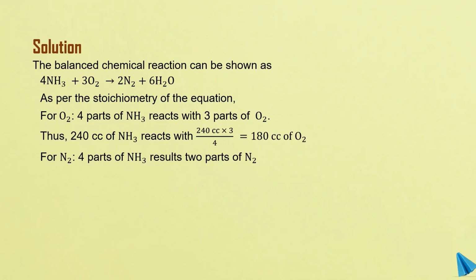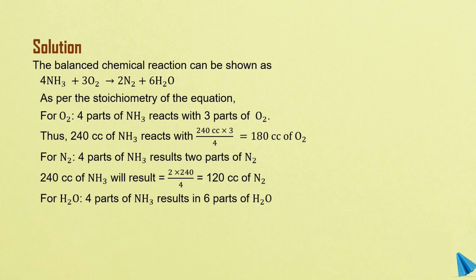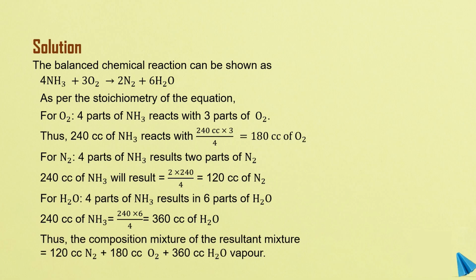For nitrogen, 4 parts of NH3 results in 2 parts of nitrogen. 240 cc of NH3 will result in 2 multiplied by 240 by 4, that is 120 cc of N2. For H2O, 4 parts of NH3 results in 6 parts of H2O. 240 cc of NH3 is equal to 240 into 6 by 4, which is equal to 360 cc of H2O. Thus, the composition of the resultant mixture is 120 cc N2 plus 180 cc O2 plus 360 cc H2O vapor.